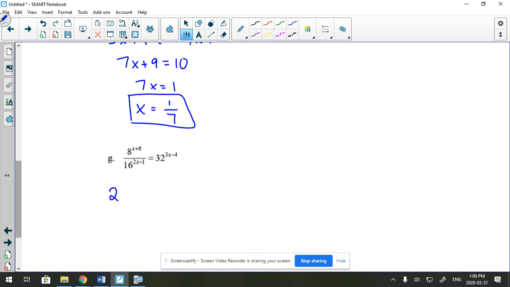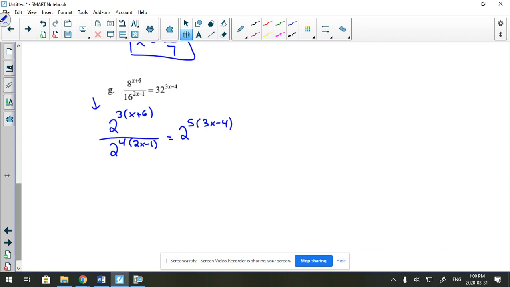So on the top, it's going to be 2 cubed. That's the same as 8. On the bottom, it's going to become 2 to the 4, because that's the same as 16. And 32 is the same as 2 to the 5. Now I have all the same bases, but on this side, I want to write it as a single expression. So using your exponent rules that you all practiced previously, you can see when you divide, you have to subtract your exponent. So base stays the same, and then I can subtract my exponents.